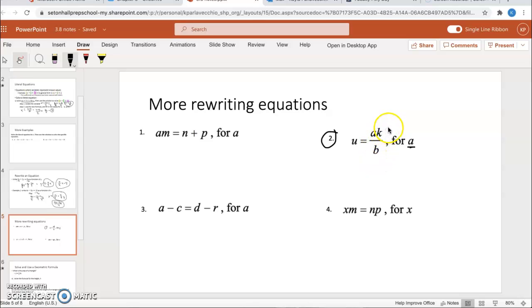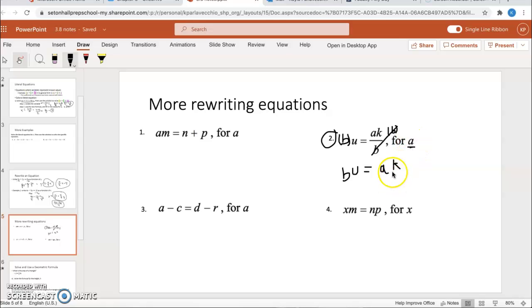This denominator is b. So I want to multiply both sides of this equation by b, and it will be canceled out in the fraction, and then I would multiply u also times b. I don't know what b times u is, so I'm just going to leave it as bu. Then the fraction is just equal to a times k.